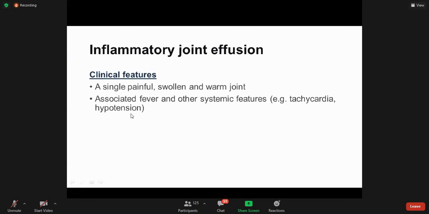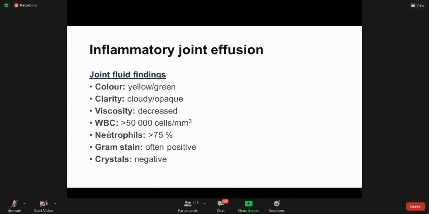So, what would be the features of the septic joint? That is very painful. There would be a single painful, swollen and warm joint, and associated symptoms होंगे fever के, systemic features hypotension, sepsis के होते हैं, ठीक है. क्या features होते हैं? Hypotension, tachycardia. The patient is very sick and this is very difficult to treat. What would be the joint fluid findings? We have discussed it already in the table कि ये findings होंगी.